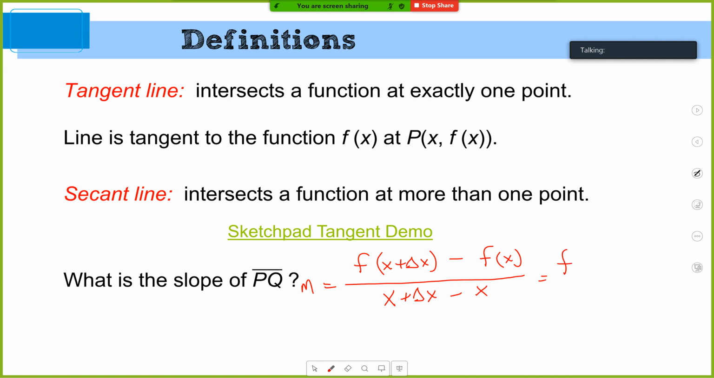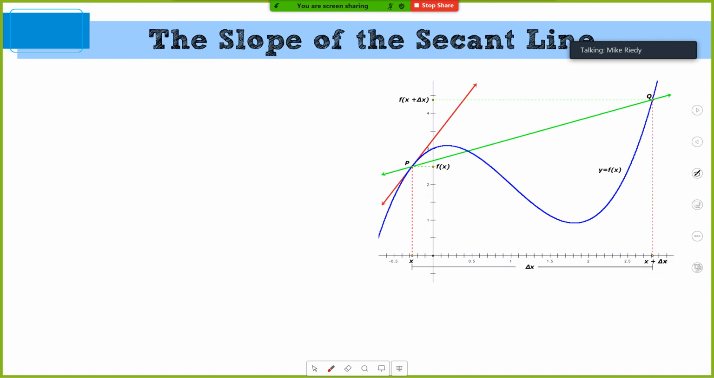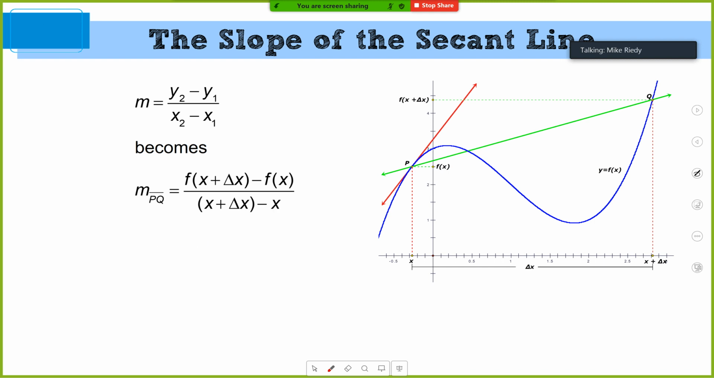F of x plus delta x minus f of x all over delta x. Well, that looks familiar, doesn't it? And I'm sure that's what you got for an answer, right? Good. Now, we did it, I forgot I did it. Okay, there it is. Slope of the secant line, from that pretty picture.